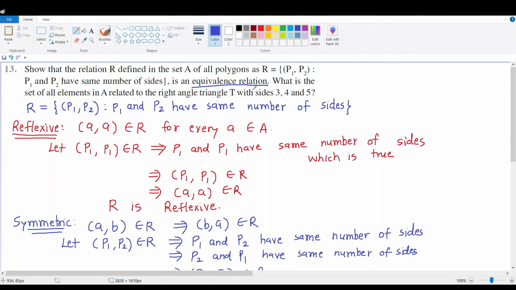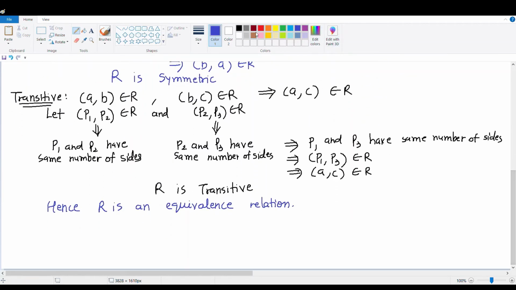Now we had some other question as well. So we had to prove that it is an equivalence relation, which we just did. Then what is the set of all elements in A related to the right angle triangle T with sides 3, 4 and 5? So that is going to be, so let me write here. Then let me draw that triangle. So if this is 3, if this is 4, if this is 5 and this is a right triangle, then the set of all triangles in a plane is going to be similar to this then, right?